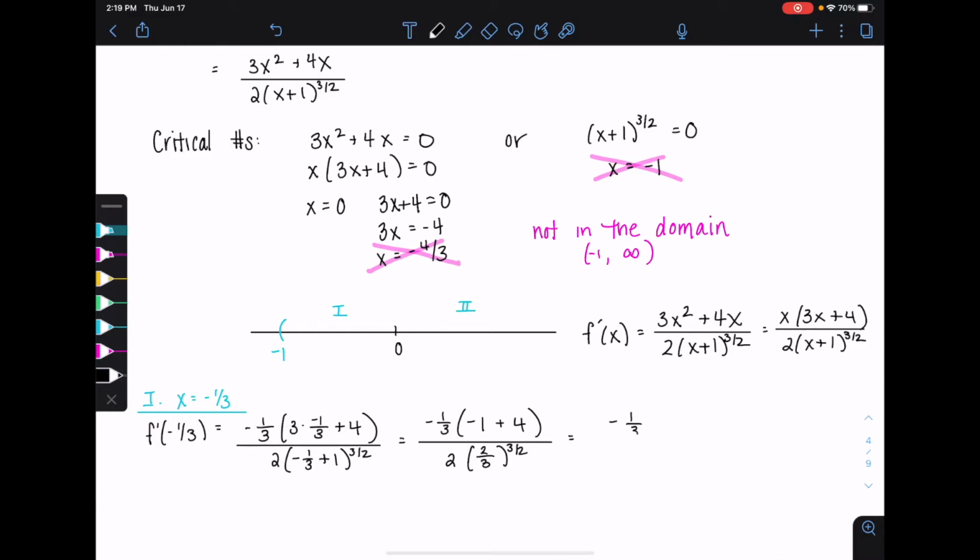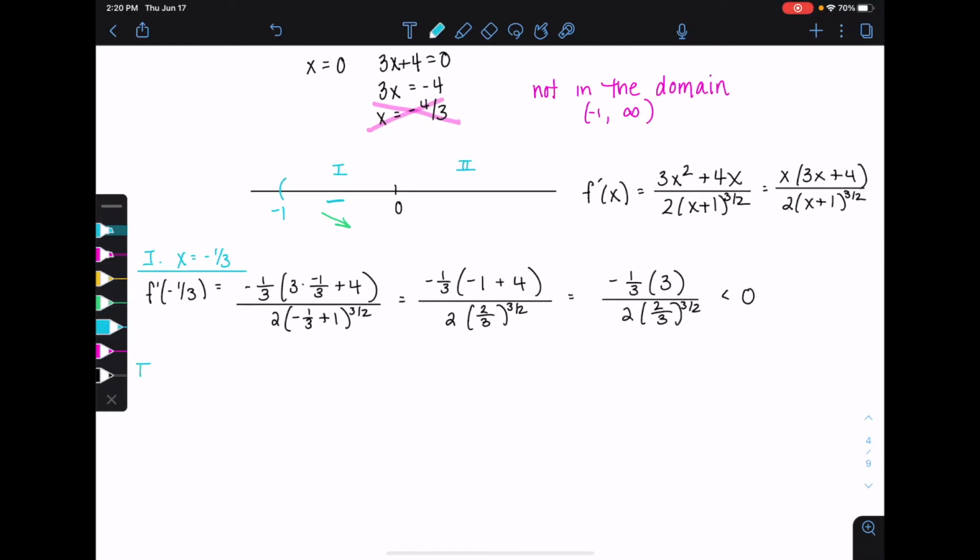So this is -1/3 times +3 over a positive times a positive number. So overall, I don't care what this number is, I just know it's negative, and immediately that tells us we're decreasing on this interval. So our derivative is negative, which means this is decreasing.